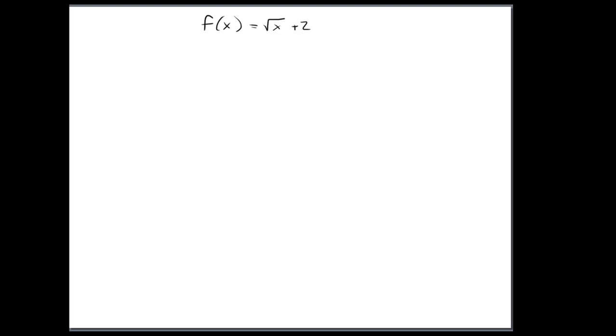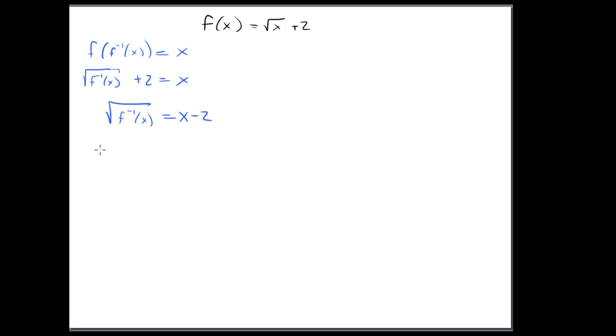Hey everyone, in this video we're going to invert and then graph this function f of x is equal to the square root of x plus 2. I'm going to find f of f inverse of x and set that equal to x and then solve for f inverse. We've been doing the same thing without any hassle, so we're just going to keep doing that. That's the square root of f inverse of x is equal to x minus 2.